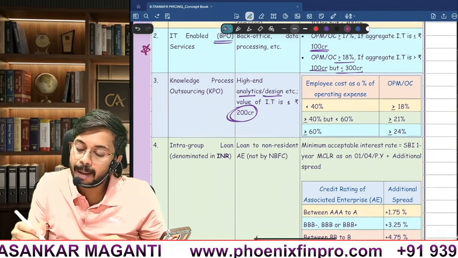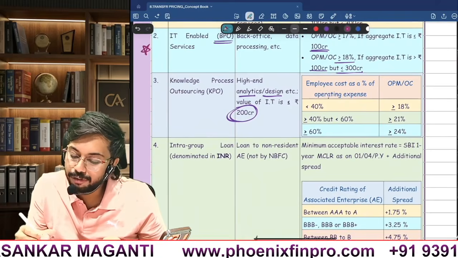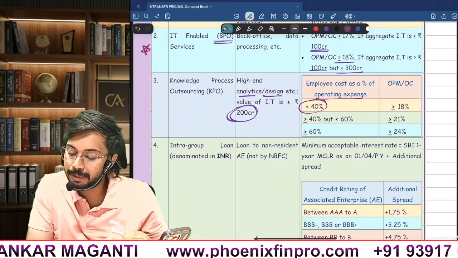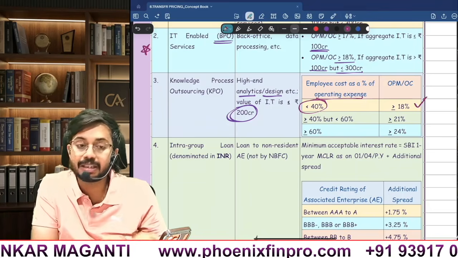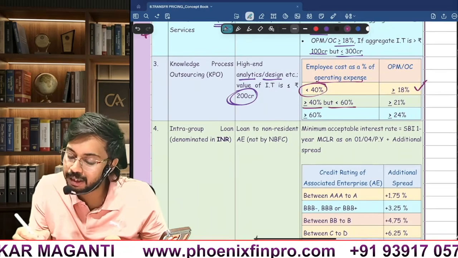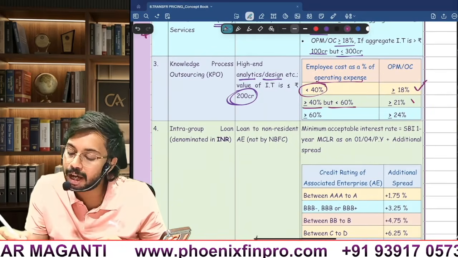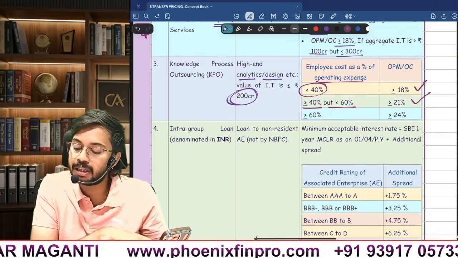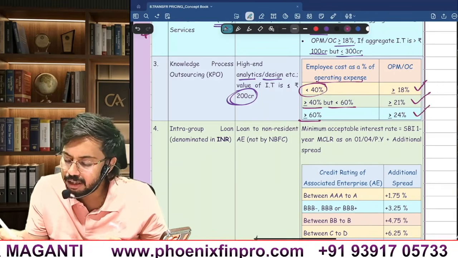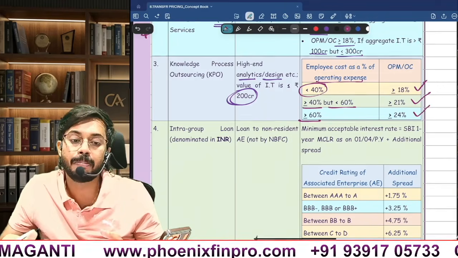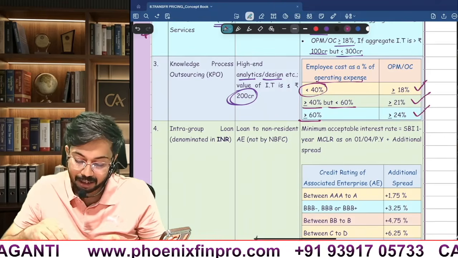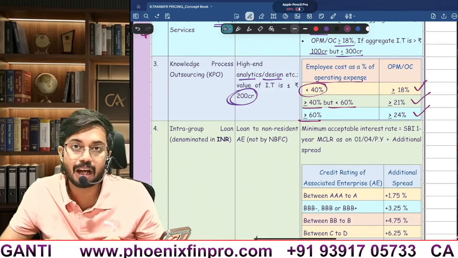So here, employee cost as a percentage of operating expenditure. If the employee cost percentage is less than 40%, the minimum operating profit margin is 18%. If the employee cost percentage is greater than 40% but less than 60%, you have to maintain a minimum 21% operating profit margin. If the employee cost is greater than 60%, then you have to maintain a 24% operating margin. If you maintain that margin, whatever your actual price is, that will be deemed as the arm's length price. Are you able to understand?